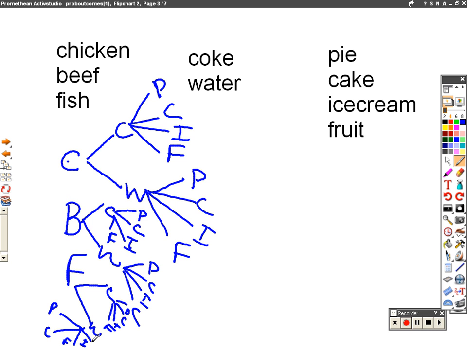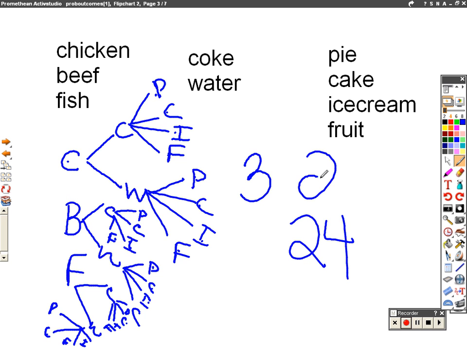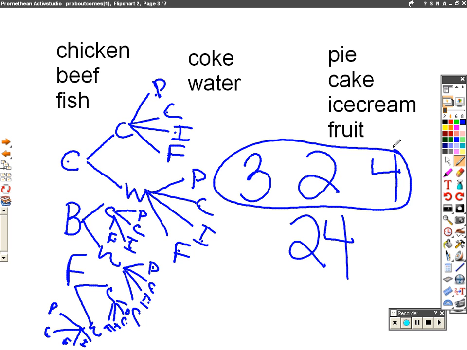All right, so now I count my end column. 1, 2, 3, 4, 5, 6, 7, 8, 9, 10, 11, 12, 13, 14, 15, 16, 17, 18, 19, 20, 21, 22, 23, 24. 24 different choices I can make. Now let's look at this. I had 3 choices for meat, 2 for drinks, and 4 for desserts. Is there some sort of math operation that I could use with these numbers to get this answer? Take a moment and see.